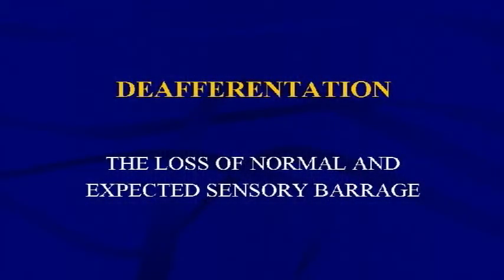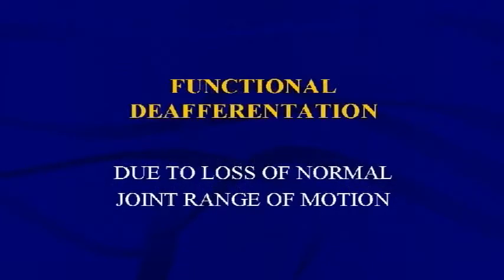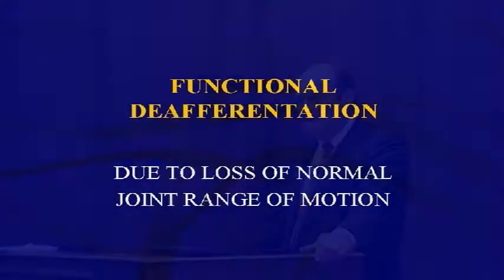There's a concept of deafferentation, which means the loss of normal and expected sensory barrage. And we use this in the concept of functional deafferentation, where the loss of normal and expected sensory barrage is most common from a limitation of joint range of motion.